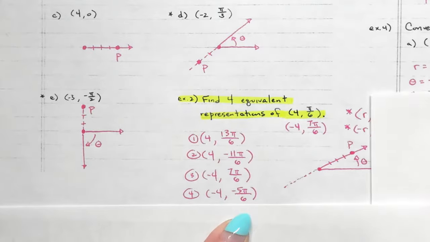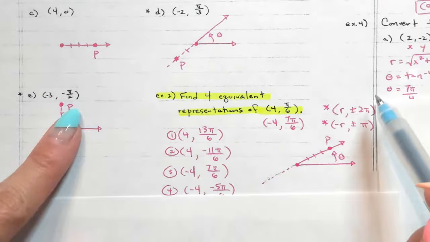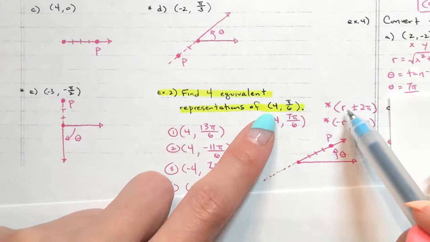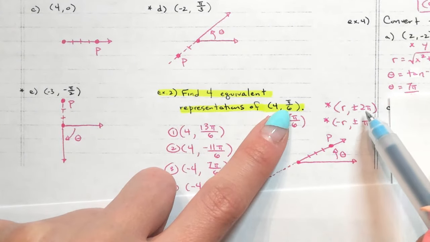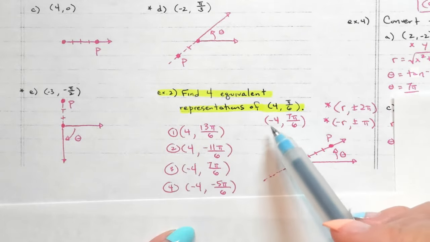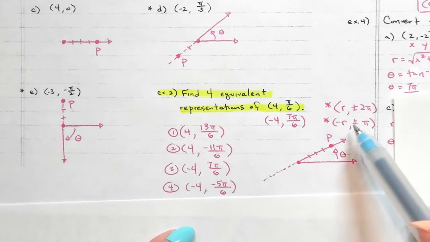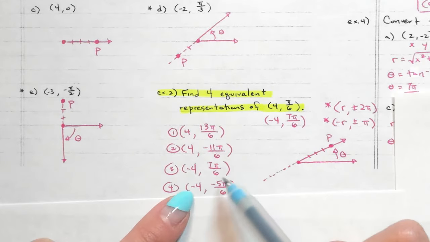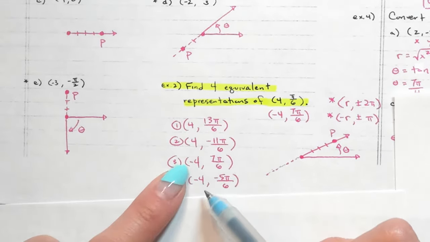So I decided to draw it over here, and then I wrote a little note for myself. So over here, you can use the same one and just add or subtract 2 pi, or you can go ahead and change it to a negative and then add or subtract pi. From there though, you're going to add and subtract 2 pi if you keep using the negative 4.